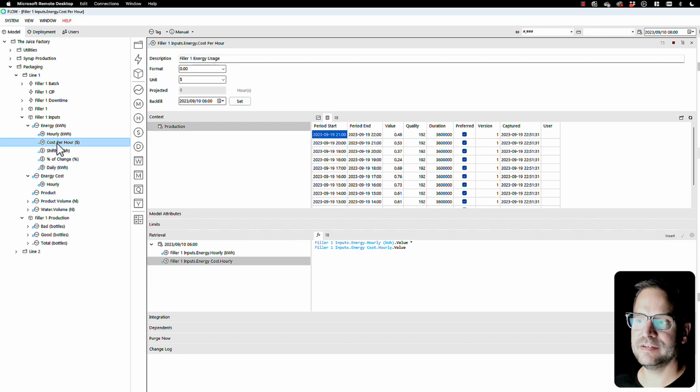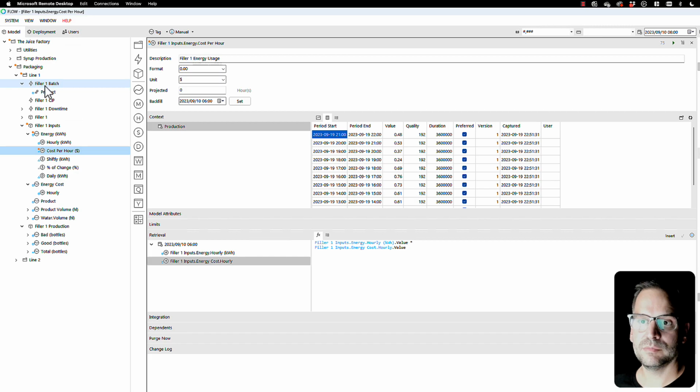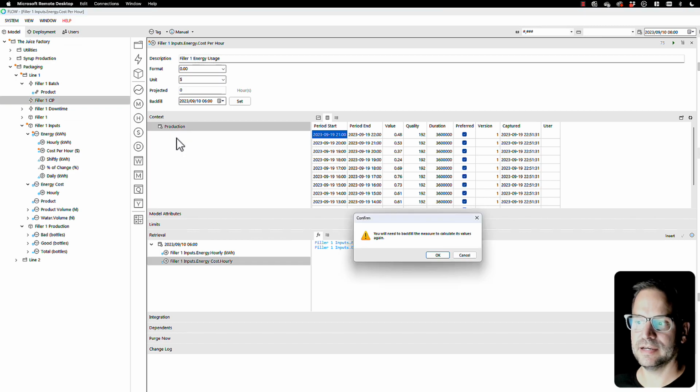My cost per hour needs additional contextualization. So I would like to now take this number and associate it with the product that I'm running so that I can begin to roll up and understand what is the cost of energy that I've used per batch or per product run. To do this, I need to add context to this. I'll undeploy it, and then I'm going to come up to my filler1 product batch event, bring this event over and into my context. It's telling me, because I've already deployed this calculation, that adding context is going to require it to backfill again. That's okay, I'm fine with that.